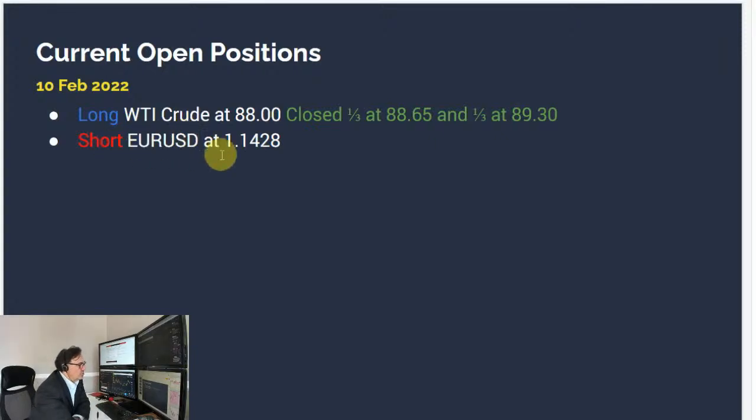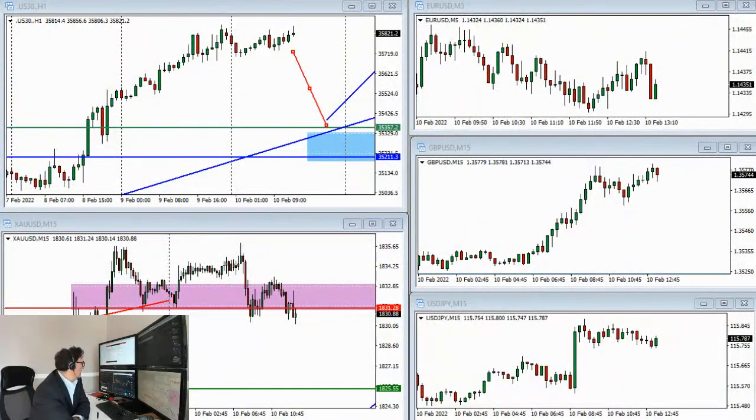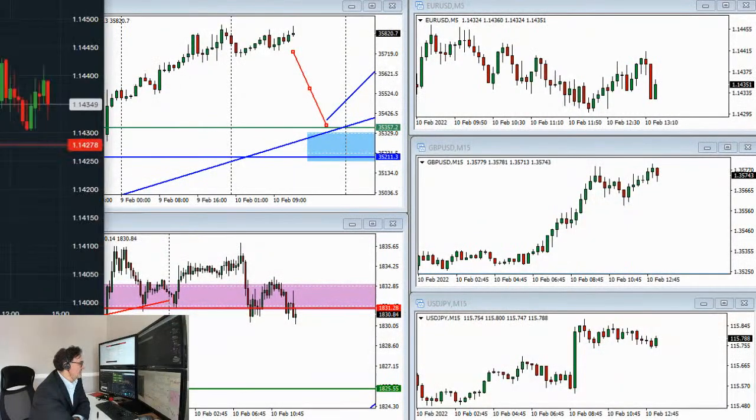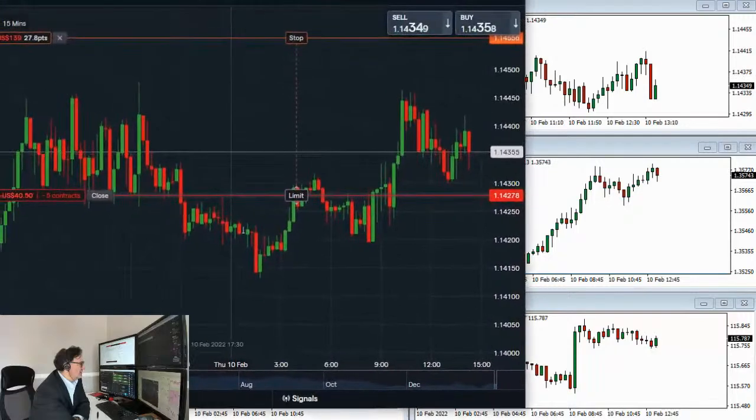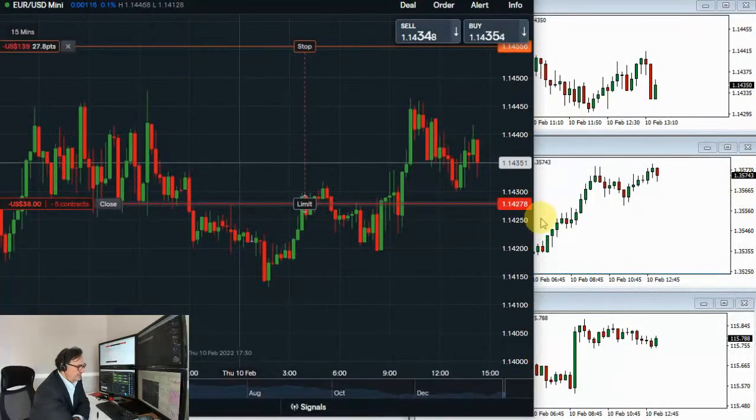And I'm still short euro dollar, and this is from 114.28. This is a new entry, and I might be in this position today. I'll see how the market reacts to CPI. Now let me just show you those couple of trades first. So this is a euro dollar. This is currently a losing trade.